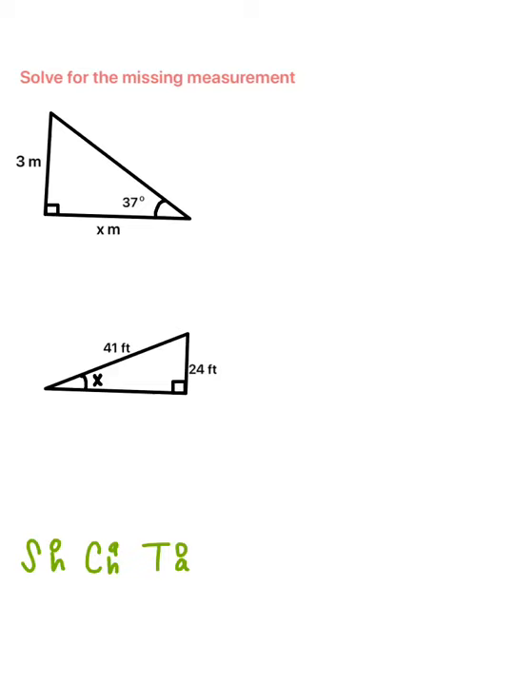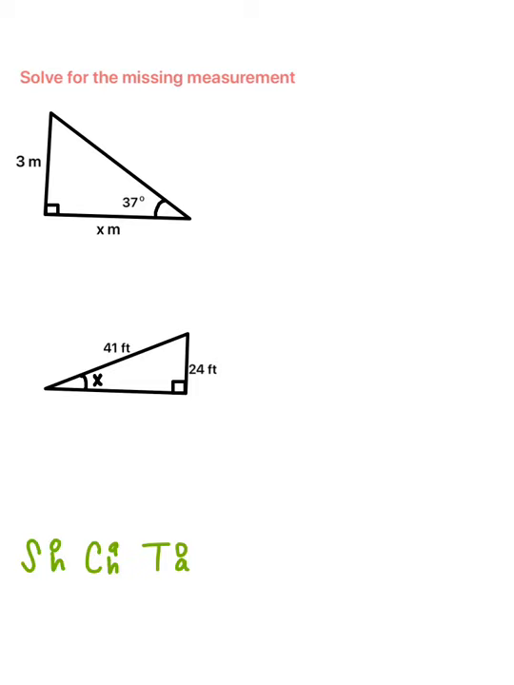When we are looking for missing measurements, whether it's a missing side length or a missing angle measurement, you are able to use trigonometric ratios if you're given an angle and a side length, or two side lengths, in a 90-degree triangle. So let's look at our first problem.